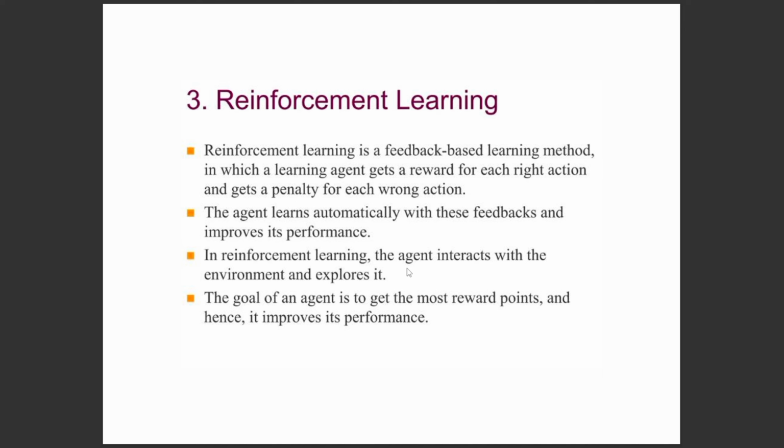And the last one is reinforcement learning. It is basically used for, you can say, spam detection. Reinforcement learning is a feedback based learning method in which a learning agent gets a reward for each right action and gets a penalty for each wrong action. The agent learns automatically with these feedbacks and improves its performance. In reinforcement learning, the agent interacts with the environment and explores it. And the goal of an agent is to get the most reward points and hence improve its performance. So these are the classifications of machine learning: supervised, unsupervised, and reinforcement learning.